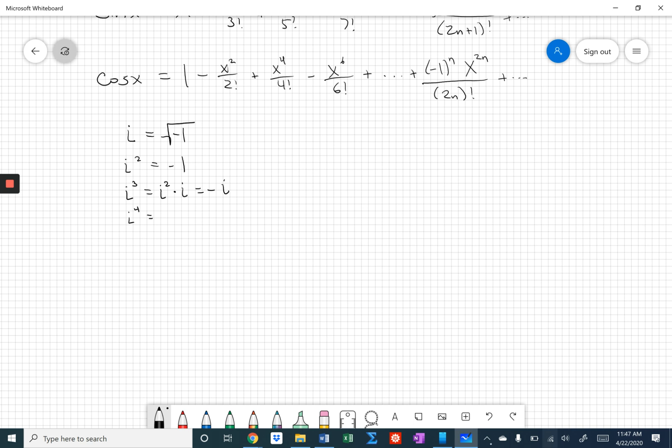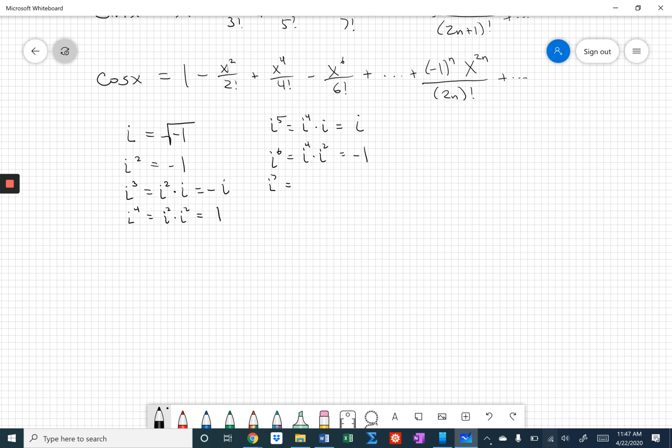Well, i to the fourth is just i squared times i squared, negative 1 times negative 1, which is just 1. What about i to the fifth? Well, i to the fifth is just i to the fourth times i. i to the fourth is 1, so that goes right back to being just i. What about i to the sixth? Well, there's a number of ways you can think about it, but it's i to the fourth times i squared. i to the fourth is 1. i squared is negative 1, so this is negative 1. And then what about i to the seventh?